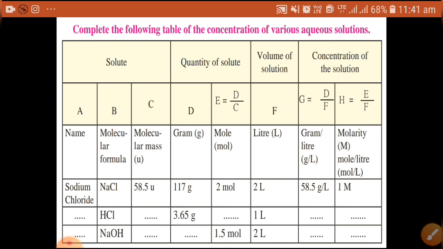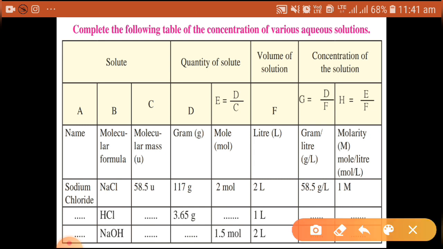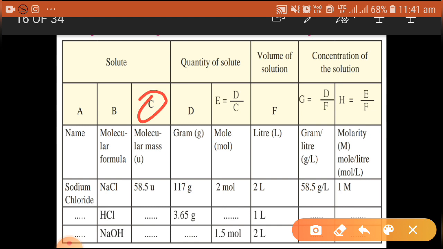Now let us see the second one. The second one I will tell you orally, then you have to solve it. Sodium chloride was the first one. Here HCl is hydrogen chloride or hydrochloric acid. What is the mass of hydrochloric acid? The mass of chlorine is 35.5 and the mass of hydrogen is 1. So 35.5 plus 1, you get 36.5. So the answer for column C will be 36.5.